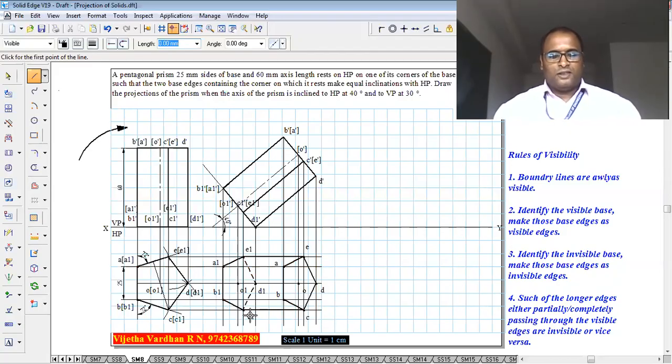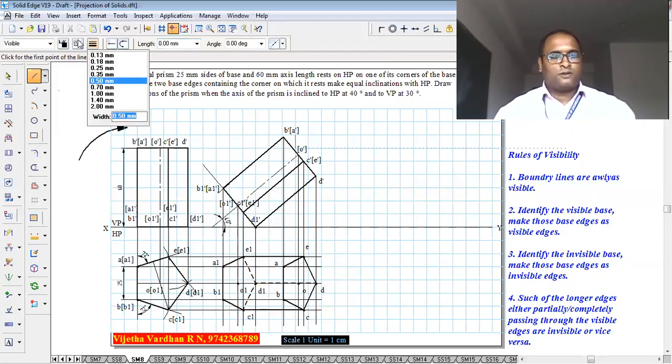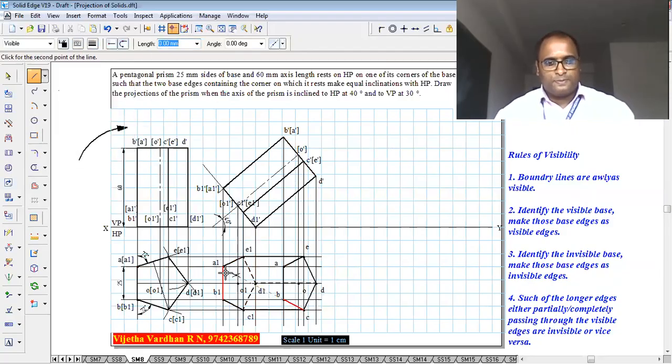Now, let us see that. Now, the longer edges C1 and E1 form the boundary line. It is always visible. Now, if I am going to connect the longer edge DD1, now you can see partially it is passing inside the visible base over there. Henceforth, this must be an invisible edge. Now, in the same fashion, with respect to the vice versa point, now this is an invisible base. Inside this invisible base, a partially or completely passing longer edge is supposed to be always visible. Now, using this point with BB1 also, we will complete it.